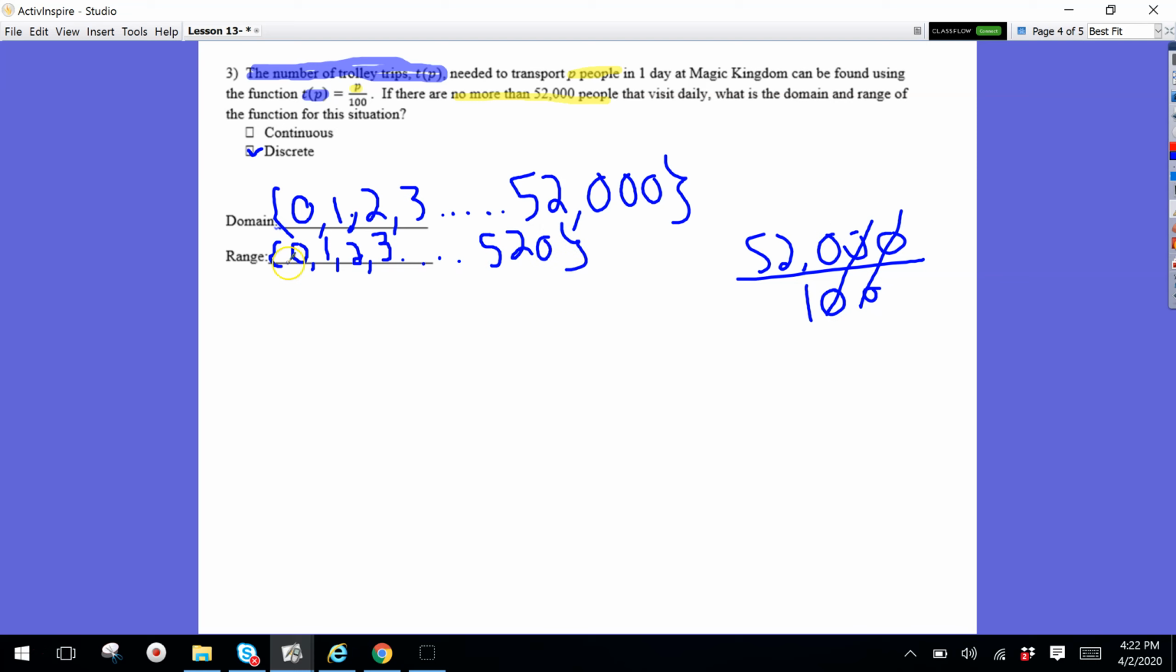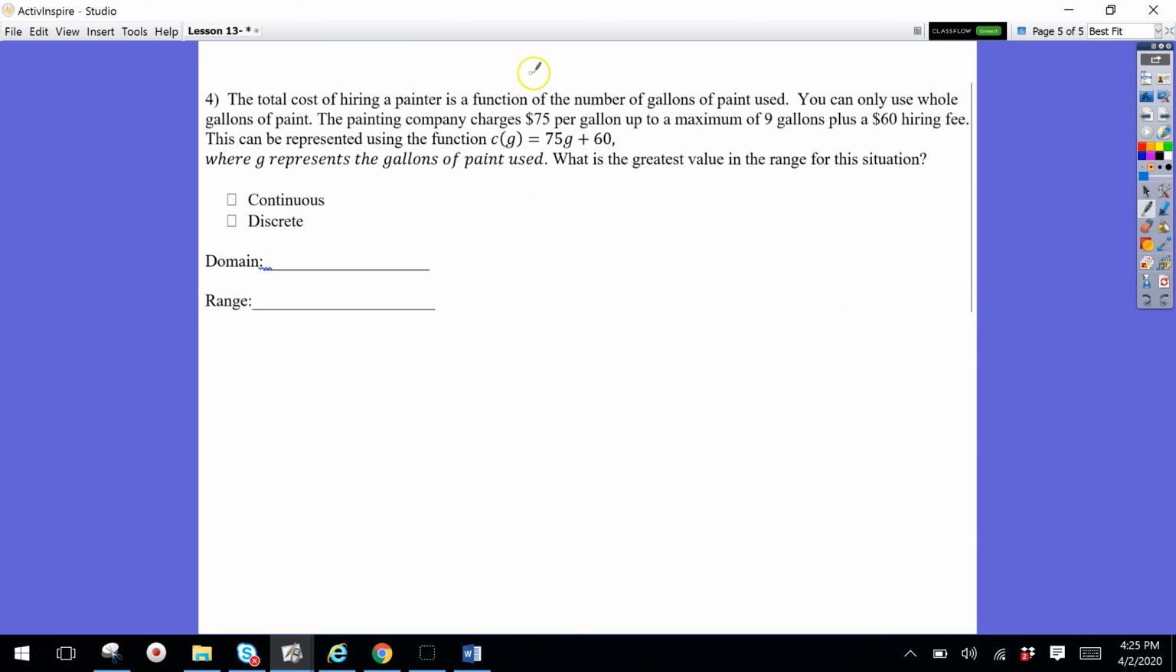So my range here is, again, it's discrete. So it's all the numbers from 0 to 520. And we're not doing an inequality because it's not all the real numbers. It's just the integers. And now let's look at our last example.